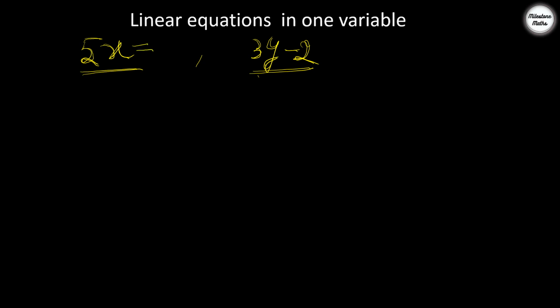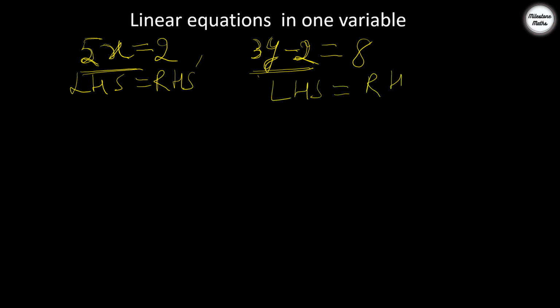If I write it equals something, equals 2, this has now become an algebraic equation. When we have a left hand side equal to a right hand side, it is an algebraic equation. In the same way, if I write 3y minus 2 equals 8, we have a left hand side equal to a right hand side, so this is an algebraic equation.